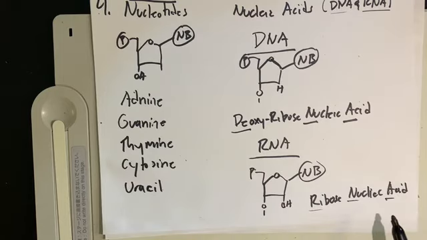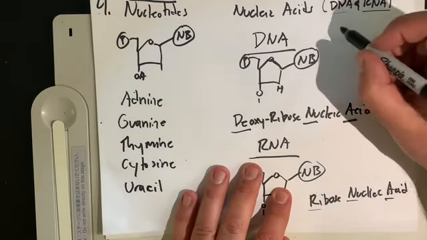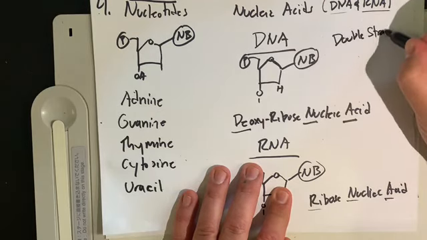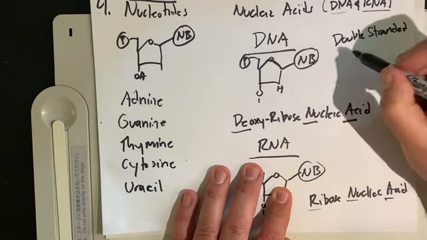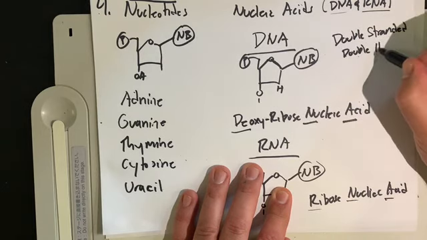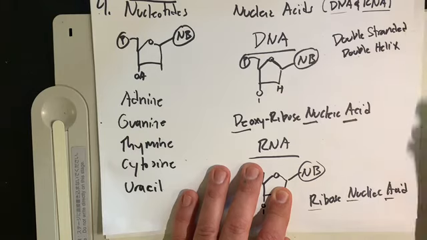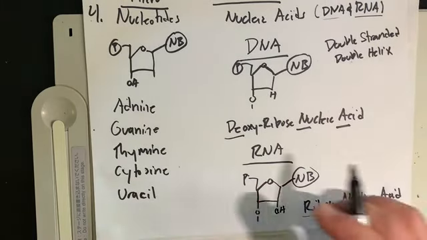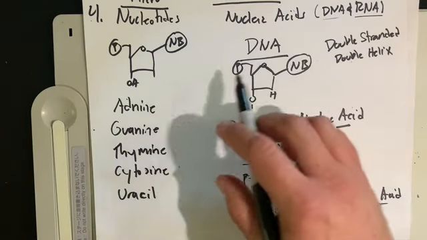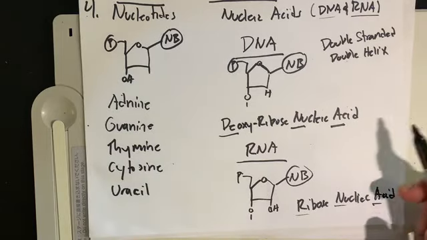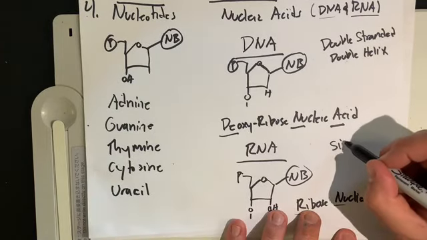Another way you can usually tell DNA apart from RNA is that DNA is usually double-stranded. And that double-stranded structure is what we also like to call a double helix. Not all the time, but I would say 90% or more of the time, DNA is double-stranded in a double helix, where RNA most of the time is single-stranded.